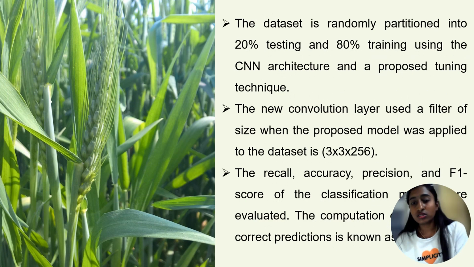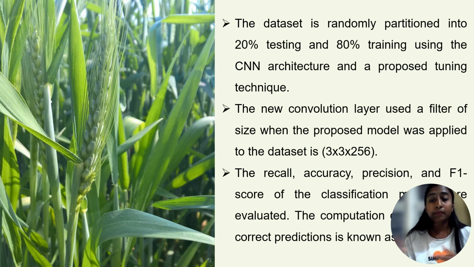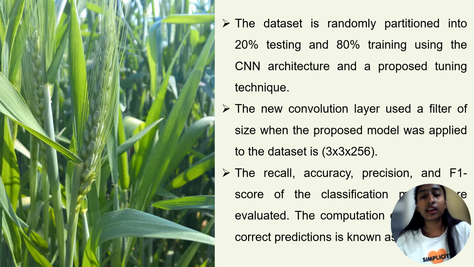Here the data will be randomly partitioned into 20% testing and 80% training, using the CNN architecture and a proposed tuning technique. The new convolutional layer used a filter of a given size when the proposed model was applied to the data set. Next, I'll move on to the next slide.